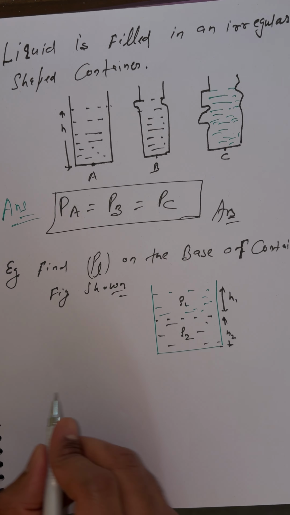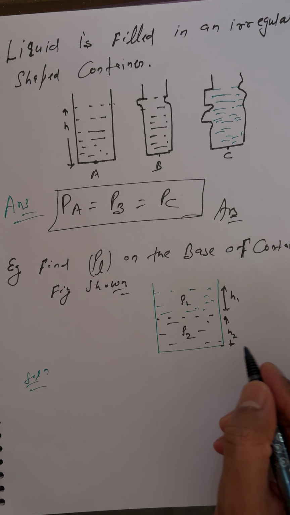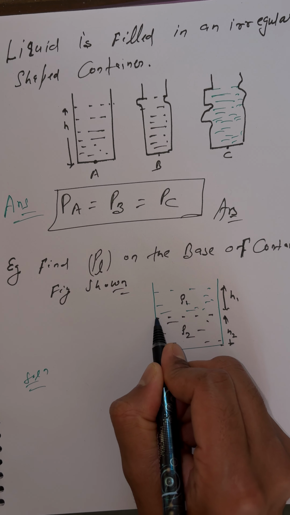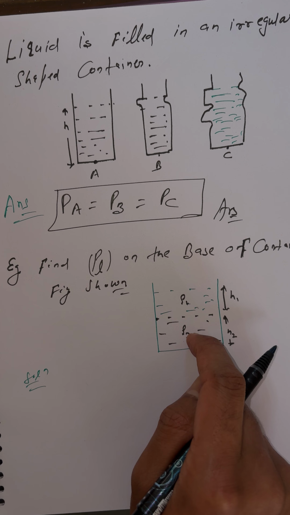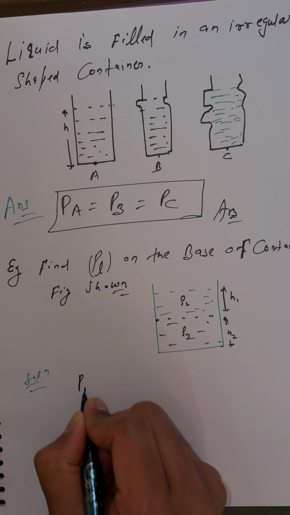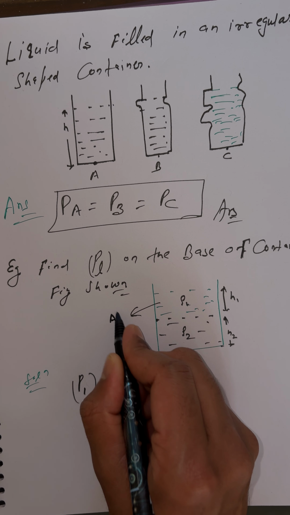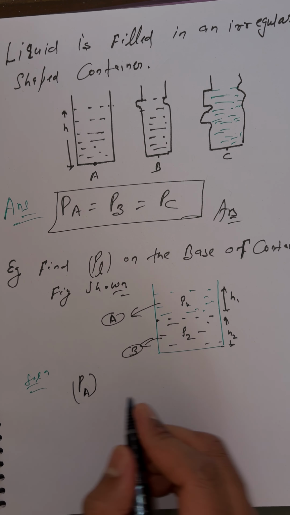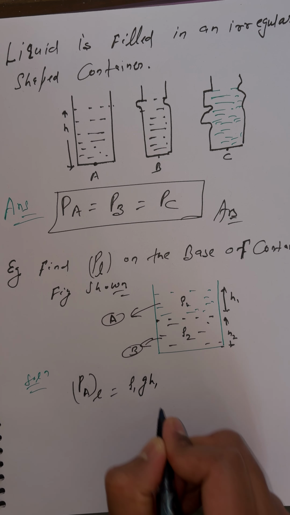You can just go through the solution, students, the easiest way. You can tell very easily. Students, don't hesitate. What is the pressure over here? Due to this liquid, with g remaining constant, it is rho 1 g H1. Let us suppose pressure 1. I'm calling this compartment A and this compartment B. So the pressure at A, students, due to the liquid, is rho 1 g H1.